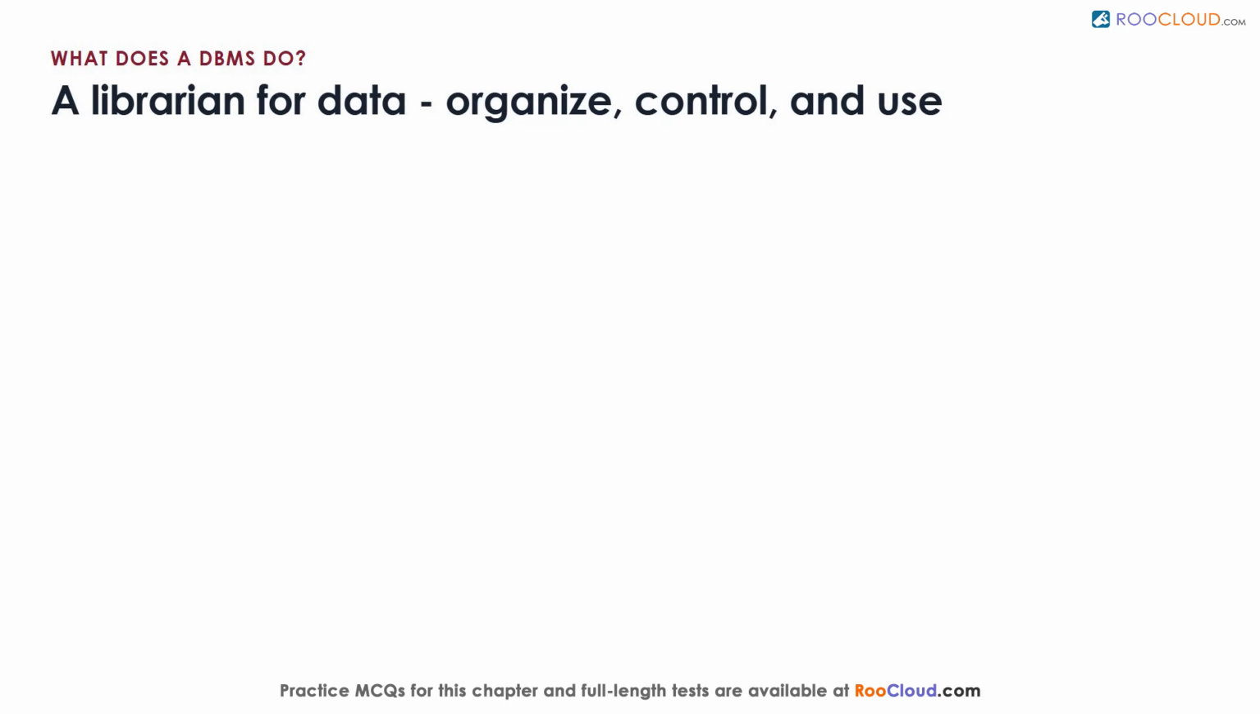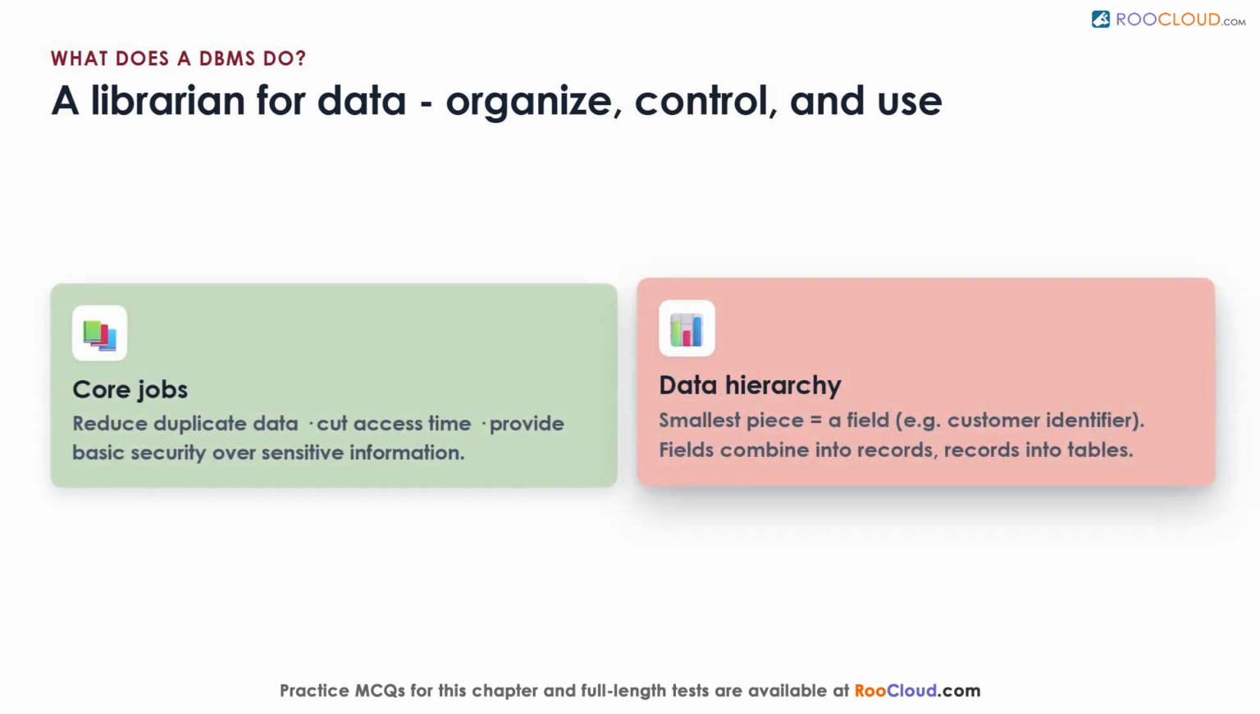So what does a database management system actually do? Think of it as a librarian for your data. It helps organize, control, and use the data that applications need. Its core jobs are clear. It reduces duplicate data, it cuts the time needed to reach data, and it provides basic security over sensitive information. The data sits in multiple levels. The smallest piece is a field, like a customer identifier.